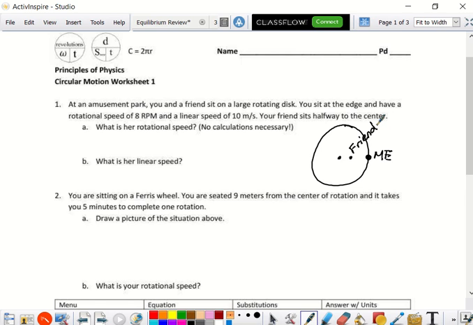What is her rotational speed? So what do I know about me? I have a rotational speed, that's omega, of 8 rotations per minute, and a linear speed of 10 meters per second. So that means I go around 8 times in 1 minute. That's my rotational speed. My friend is sitting here. They're on the same disc, so they are also going to go around 8 times in 1 minute.